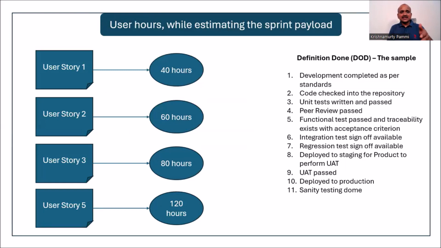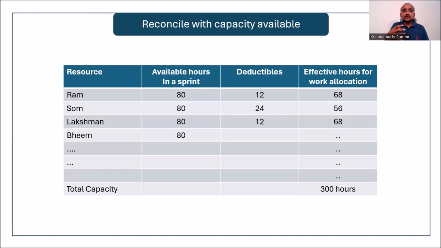Whatever user stories the product owner has given to meet the definition of done, say 40 hours, 60 hours, 80 hours, 120 hours, if you sum it up, it comes to 300 hours. This is happening on the sprint planning day. Now you have to think about the capacity available. Let's say you have a 6-member team. What are the available hours? How many hours do we have to deduct? For example, planned leaves and some meetings. So what are the actual, effective work hours available? From Ram it is 68, from Som 56, from Lakshman 68. Likewise, if you add all the hours, it is 300 hours.